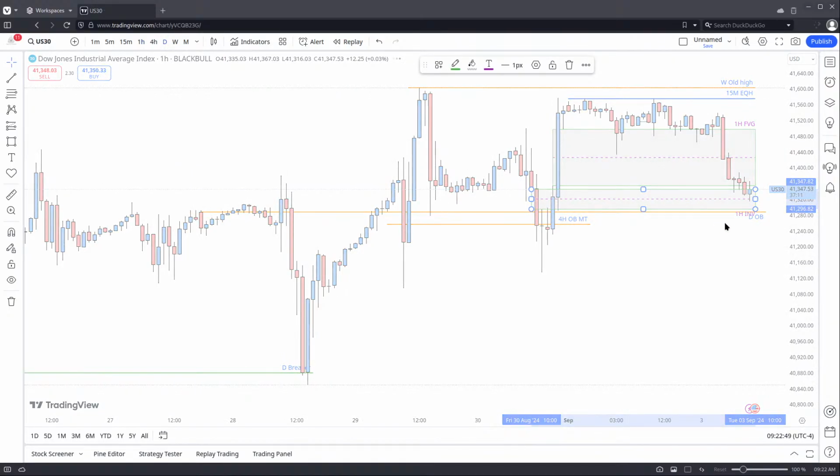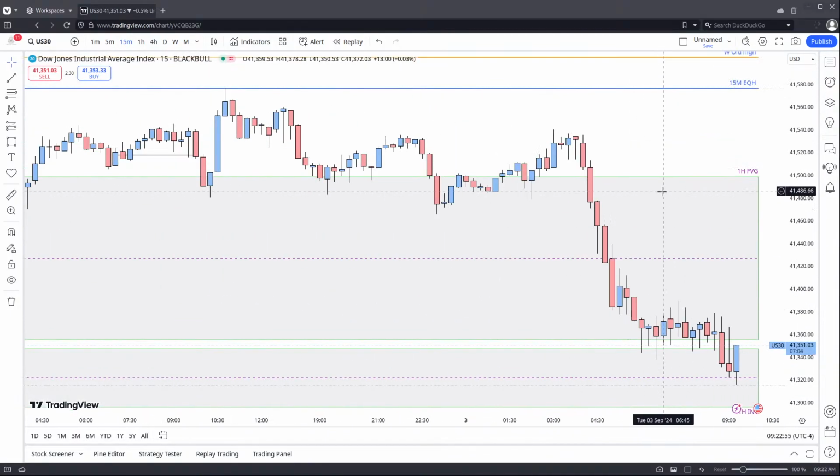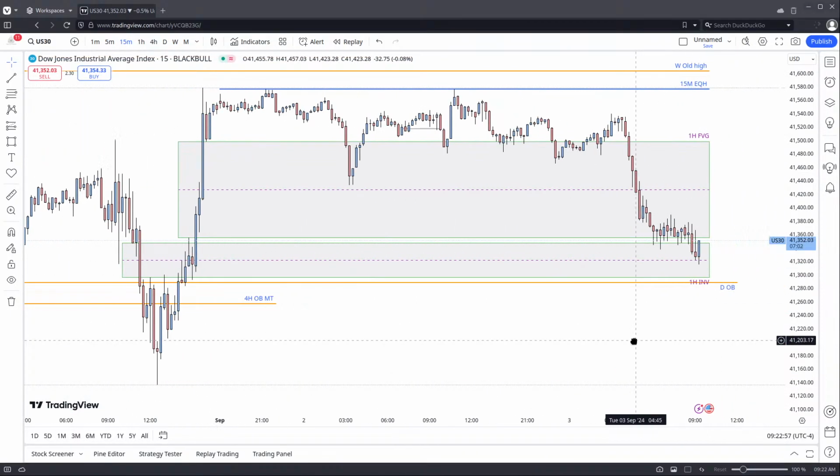We had a daily order block. Let's see that daily order block right there. Pull that through. And that is your levels.